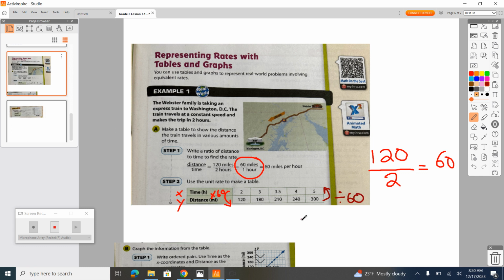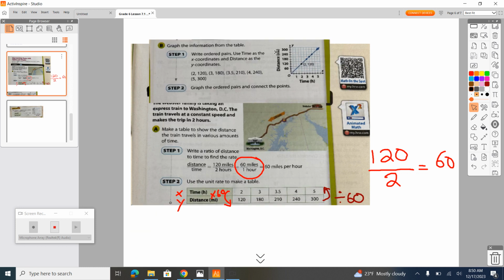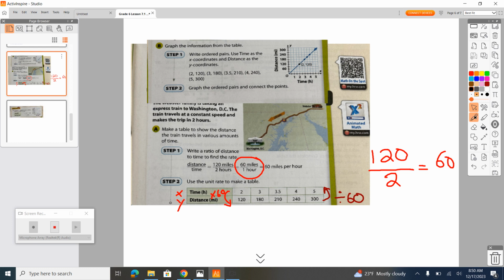For the next part, they've told us to write the ordered pairs, and they've done that. So writing the ordered pairs meant, okay, so here we're going to have 2, 120. 3, 180, etc., etc., etc. And then they've gone ahead and graphed this.